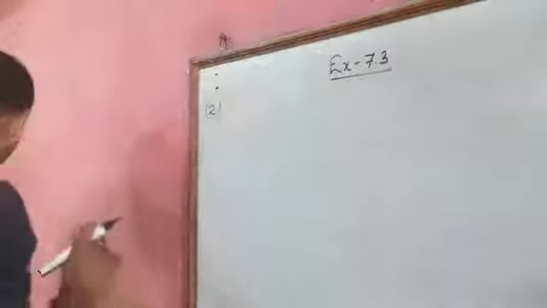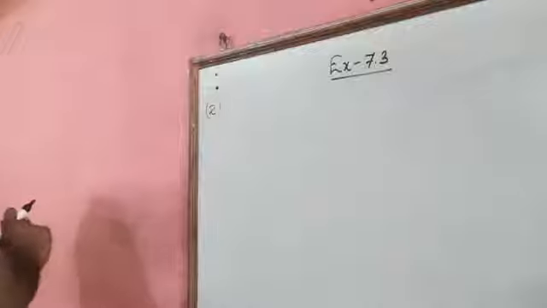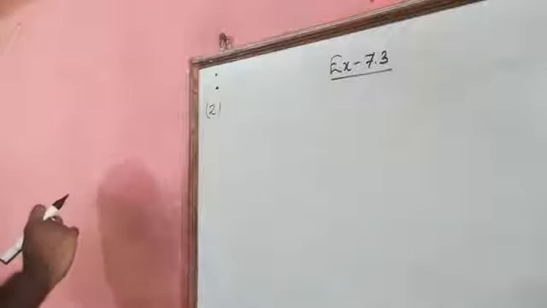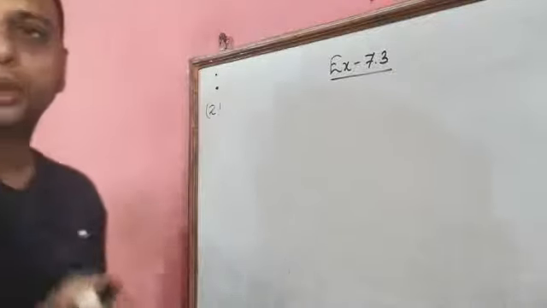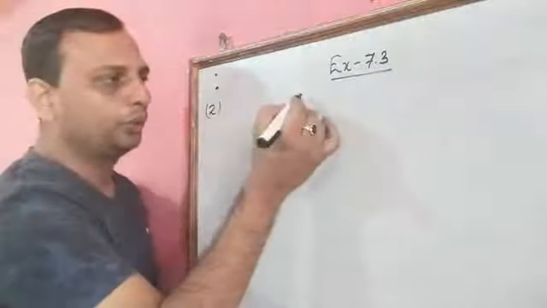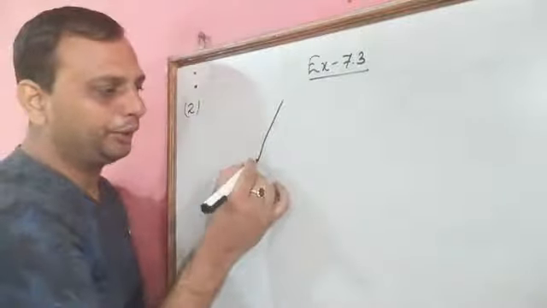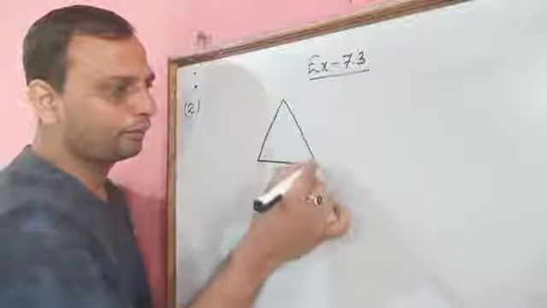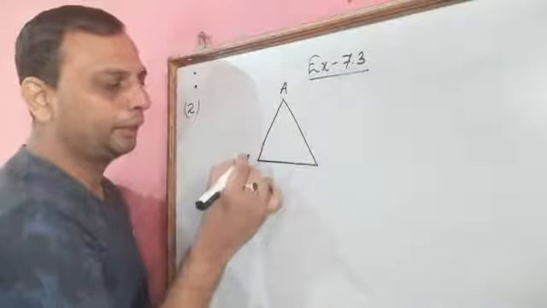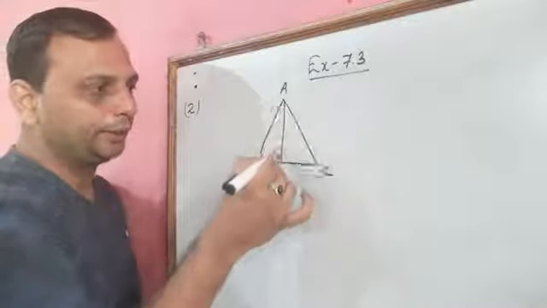AD is the altitude of an isosceles triangle ABC in which AB equal to AC. Show that AD bisects angle A and AD bisects BC. So there is no figure. I'm going to make this figure. There is one triangle ABC, and the AD is the altitude.